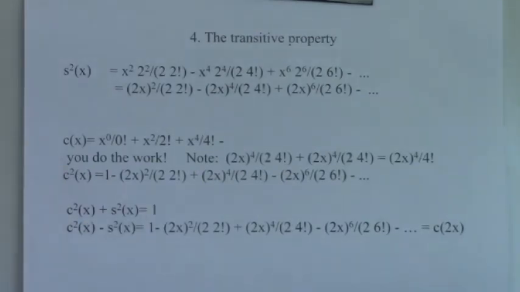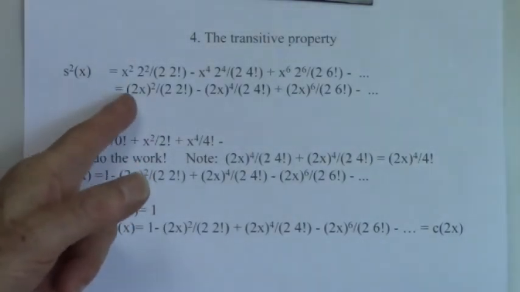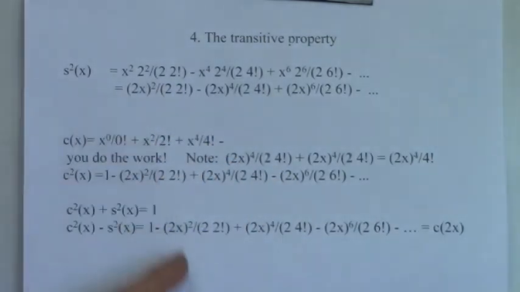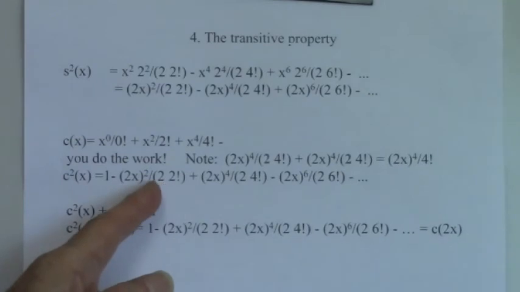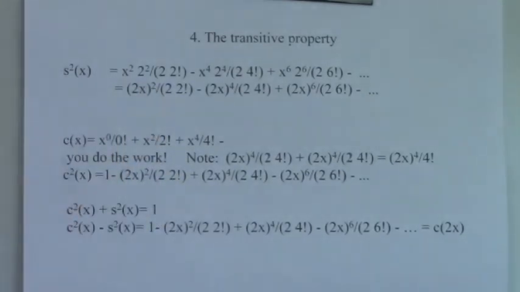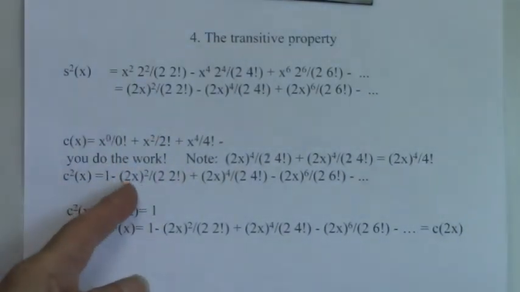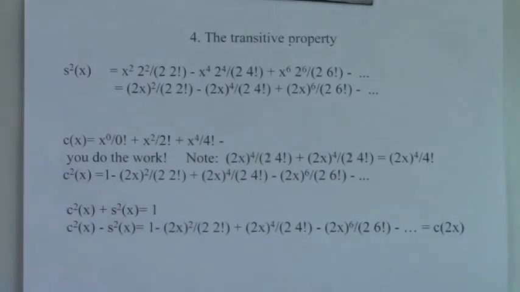On the other hand, if we subtracted them, then subtracting the sign, the signs change. This becomes negative plus negative. So now these match up with these. And when we add them together, you'll notice this is a half and this is a half. That will become a whole. So this becomes 2x squared over 2 times 2 factorial. And we do the same thing with each of the other terms. The half disappears when we add them up.